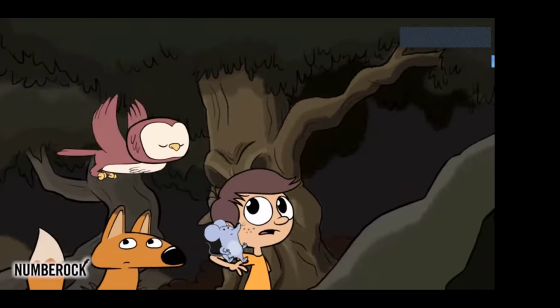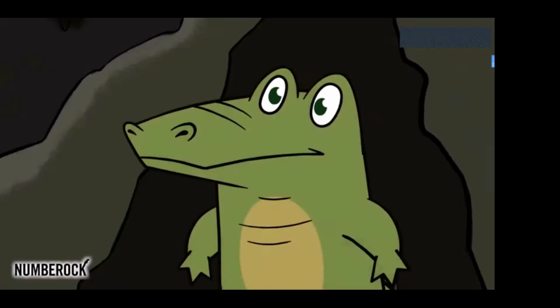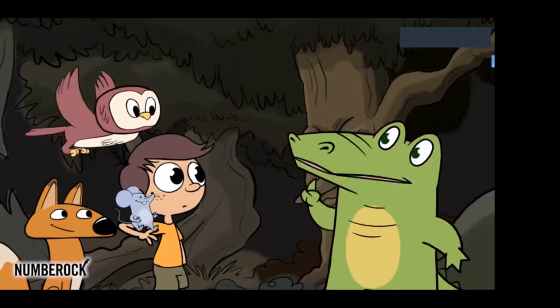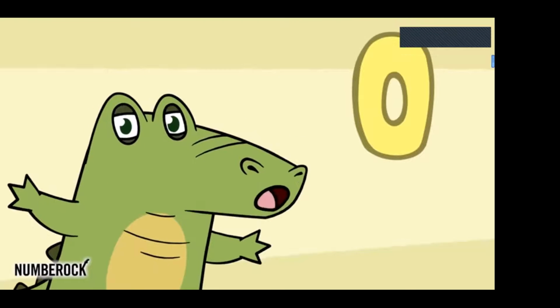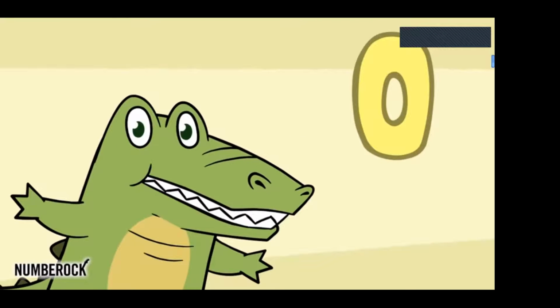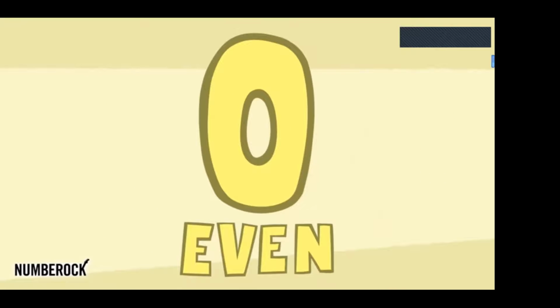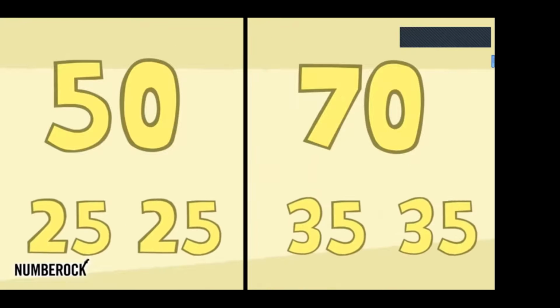We wandered further into the wilderness. An alligator appeared from the darkness. "G'day, mates. I've got a special number to teach you. For you must learn about 0 before your journey's through. 0 can't be split to make a new amount, but it's still even when you count. 'Cause if 0's a number's final digit, that number can be evenly split.